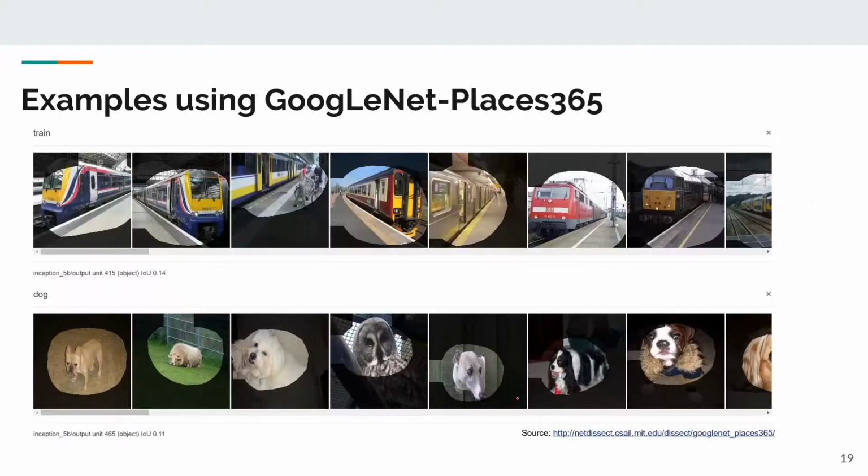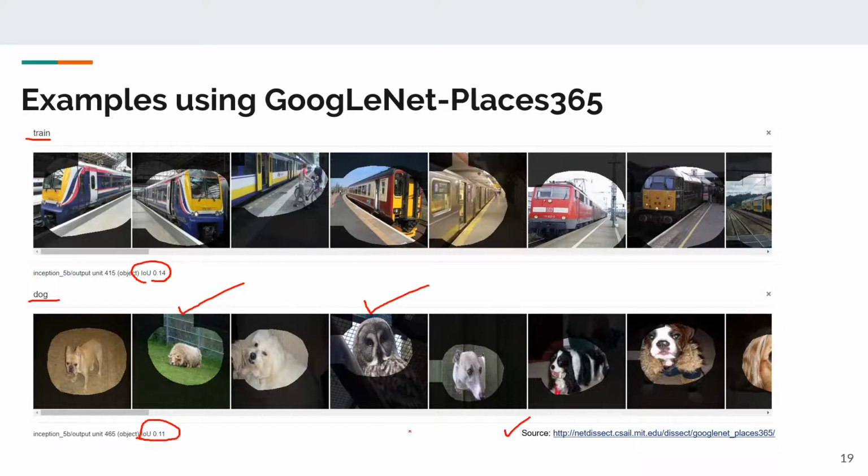Here I show some examples taken from the project website. I chose two examples with high IoU values. The first concept is trains and the second concept is dogs. It is interesting that some images were activated with the dog concept but are actually a sheep and an owl.